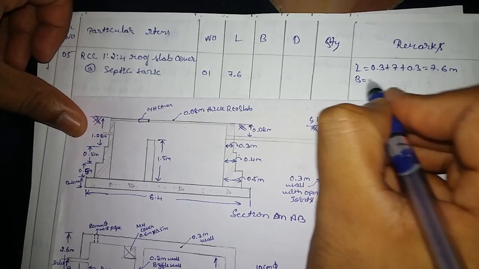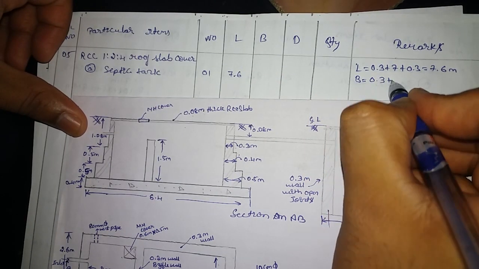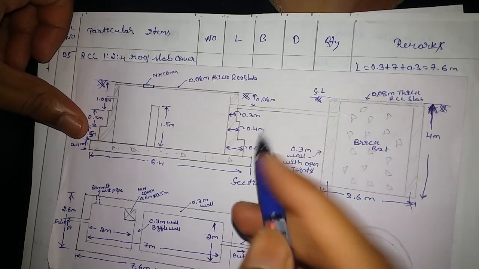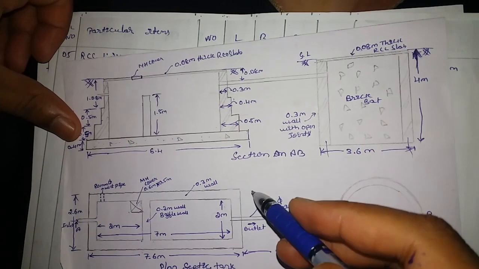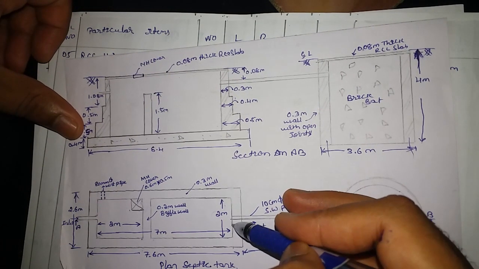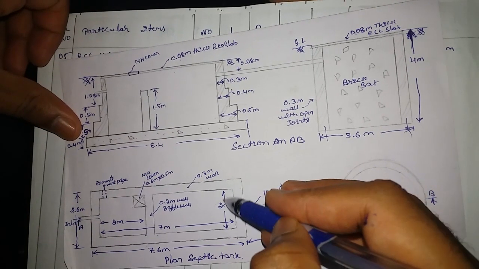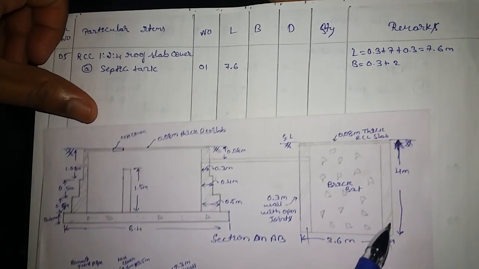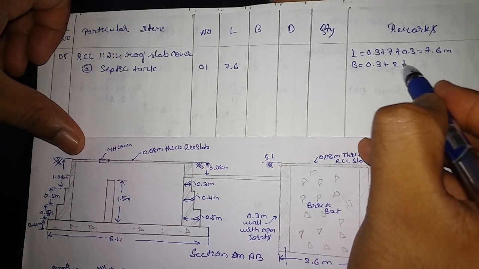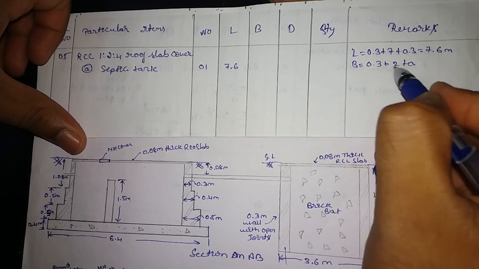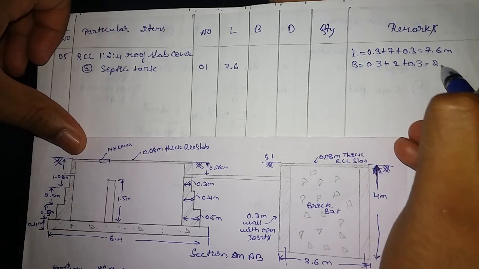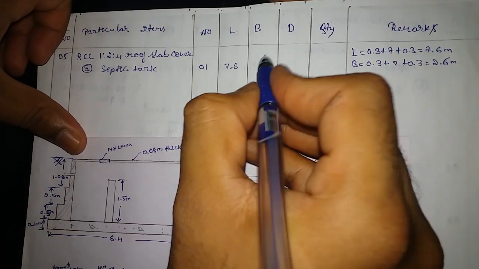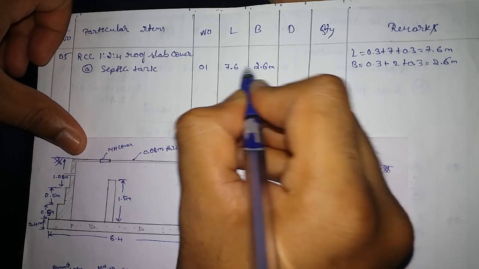Similarly, point out for the breadth. So 0.3 plus 2 is your breadth. You can see here in the diagram it is 2 meter. Your breadth is 2 meter, so that's why we are taking here 2, that is 0.3 plus 2 plus 0.3, you will get 2.6 meter. So the breadth is 2.6 meter.